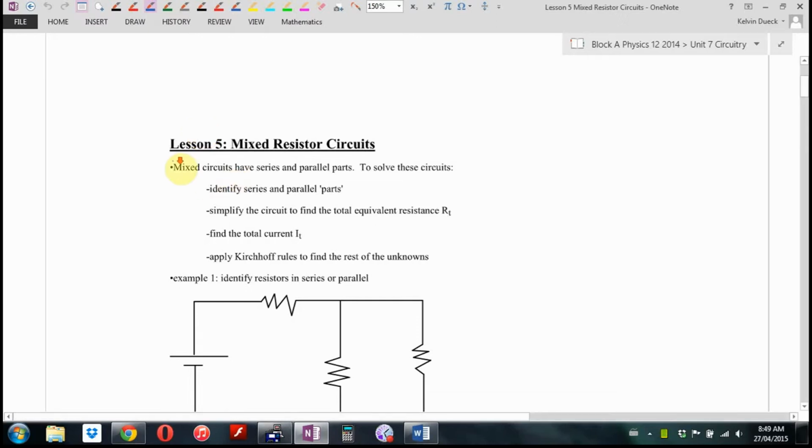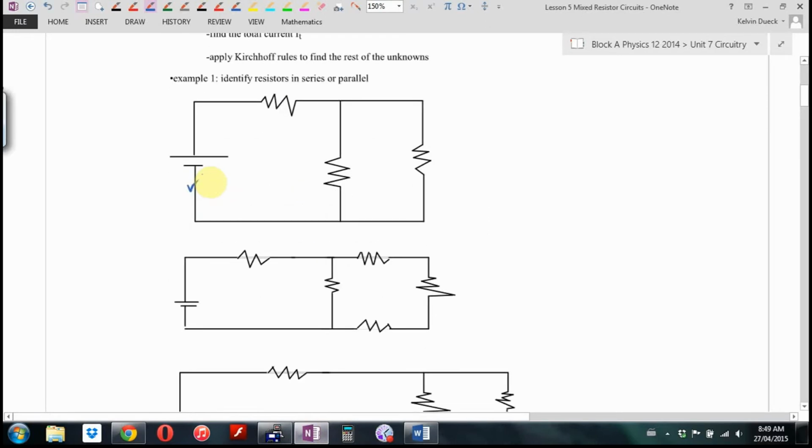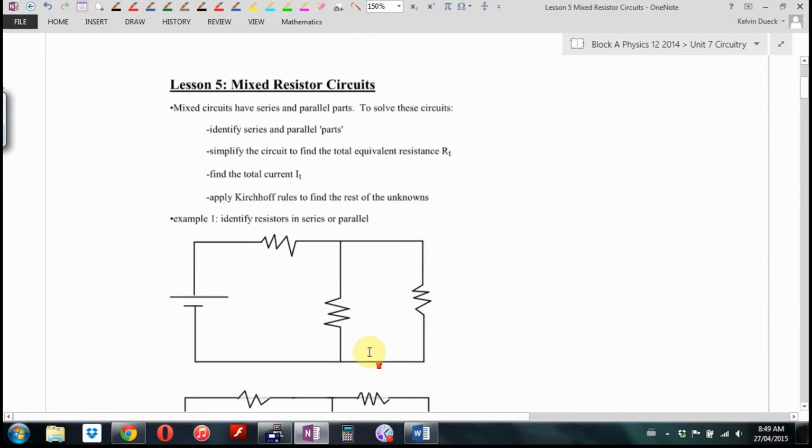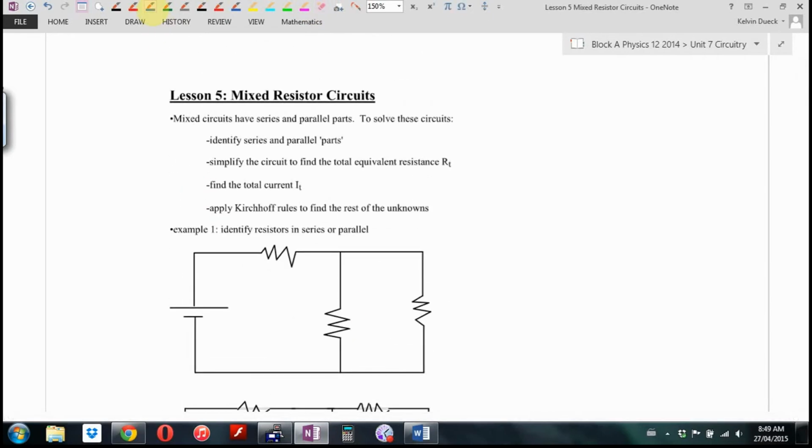Mixed circuits have both series and parallel parts. To solve these, identify the series and parallel. You guys with me? To solve these, make sure you identify what's series and what's parallel.